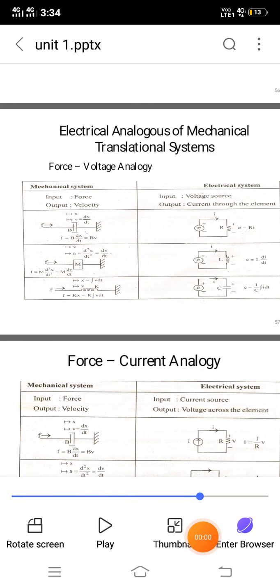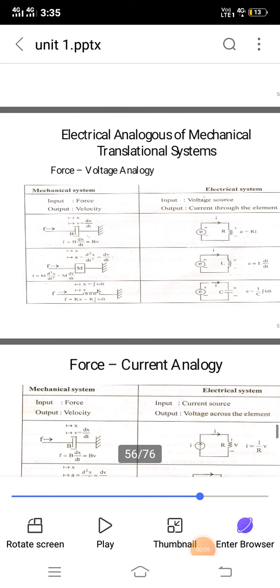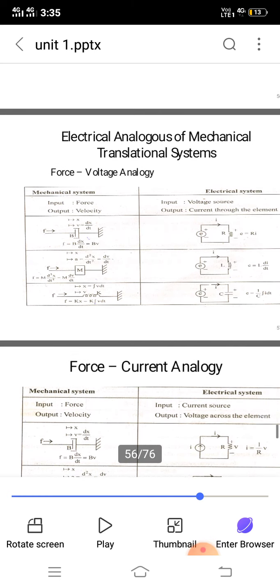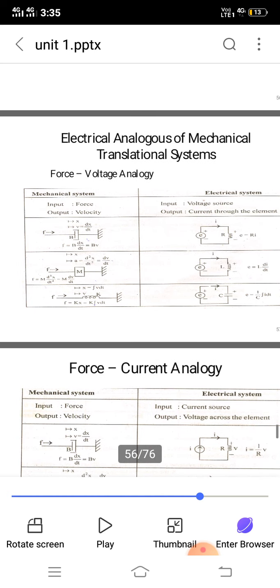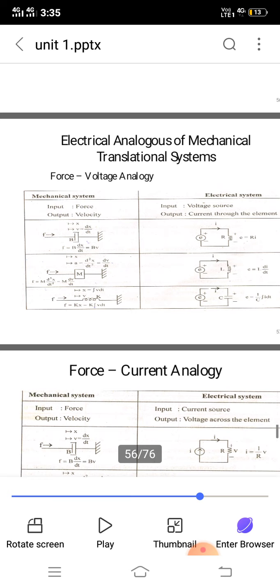Okay, let's see the electrical analog of a mechanical translation system. This electrical analog of a mechanical translation system is coupled with the motor and load dynamics. The first block says mechanical system of translation. This mechanical translation system has three elements: mass, dashpot, and spring.